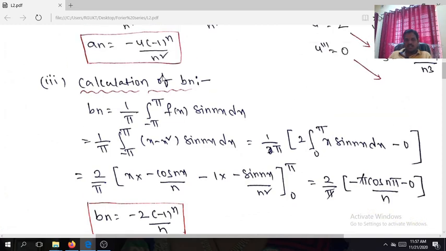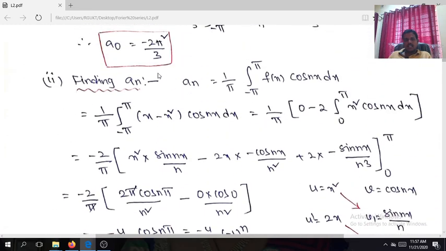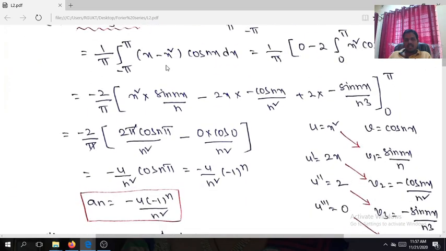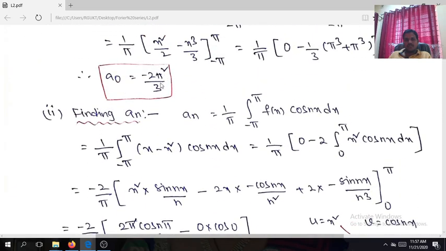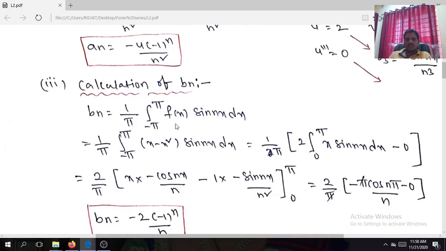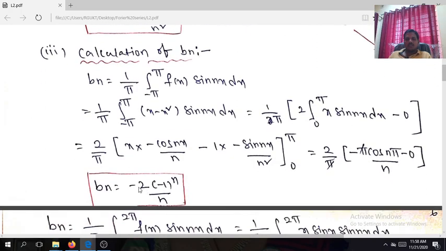That means we have the Fourier constants. Sorry, a naught is equals to minus 2 pi square by 3. An is equals to 4 into minus 1 to the power n divided by n square. Bn is equals to minus 2 into minus 1 to the power n by n.